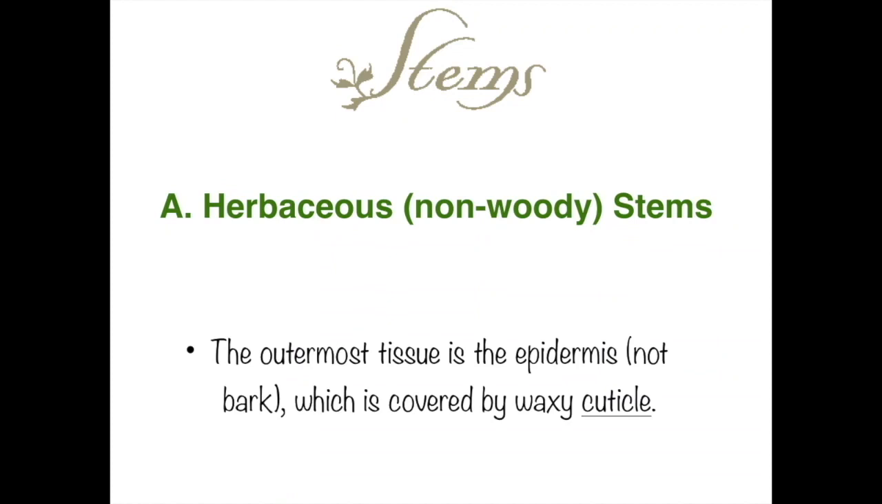Stems are divided into two types: herbaceous non-woody stems and woody stems. The herbaceous stems do not have wood inside them, but rather they have a pith. They are covered with an outmost tissue called the epidermis. They do not have bark. This epidermis is covered by a waxy cuticle.